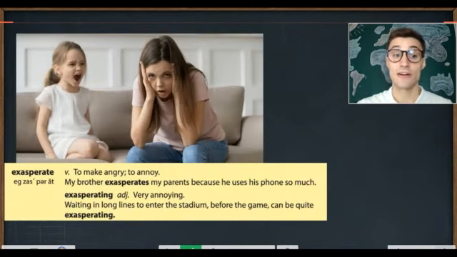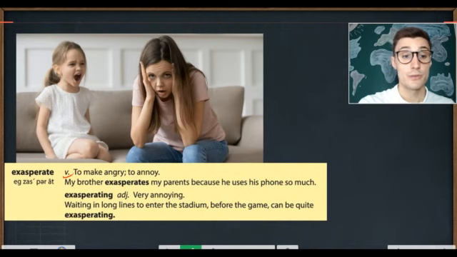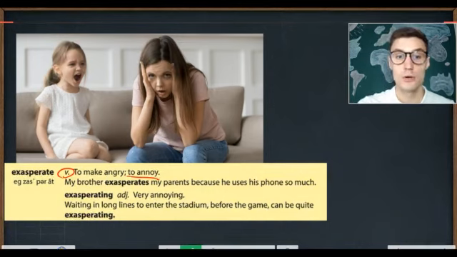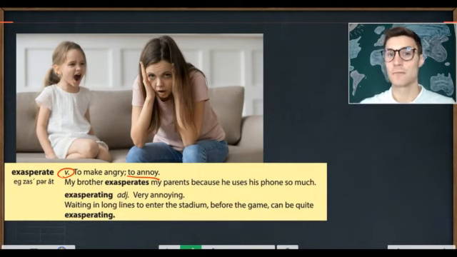The next word is exasperate. To exasperate someone is to make them angry. To annoy them is to exasperate them. To annoy is a synonym for exasperate. My brother exasperates my parents because he uses his phone so much.